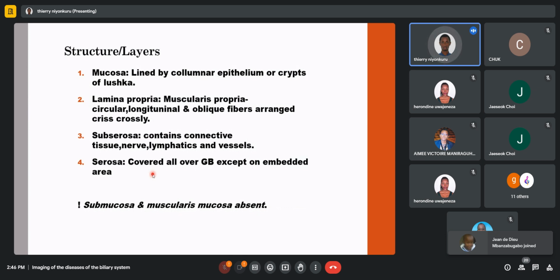The ducts are formed by layers. They are formed by the mucosa, which is lined by columnar epithelium or crypts of Luschka, and the lamina propria. They form the muscularis propria, with circular, longitudinal, and oblique fibers arranged in crisscross fashion. We have the subserosa, which contains connective tissue, nerves, lymphatics, and vessels of the ducts. The serosa covers all the gallbladder except on embedded areas. The ducts contain the submucosa and the muscularis mucosa.